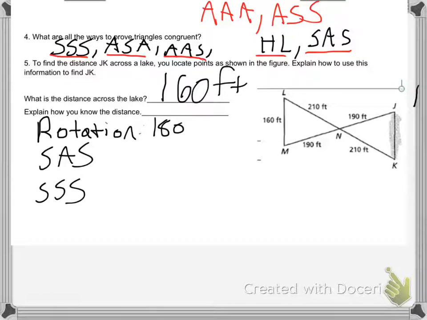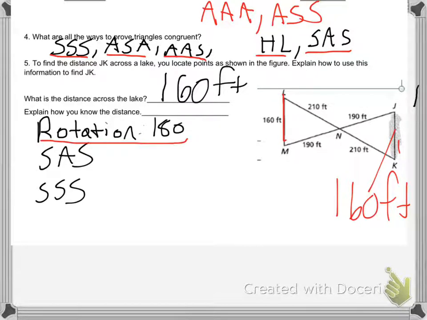Alright. To find the distance JK across the lake, you locate the points as shown in the figure. Explain how to use the information to find JK. Well, first of all, I know that JK is congruent to LM, so I know that JK is 160 feet. We also explain how we know this. Well, you could look at it as a rotation, that this figure has been rotated 180 degrees, whether counterclockwise or clockwise.